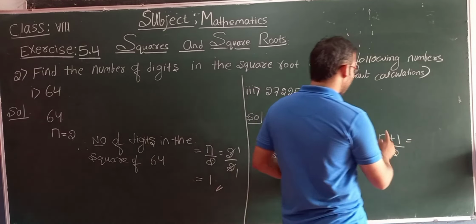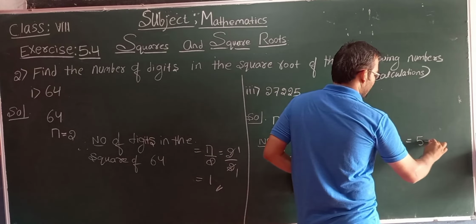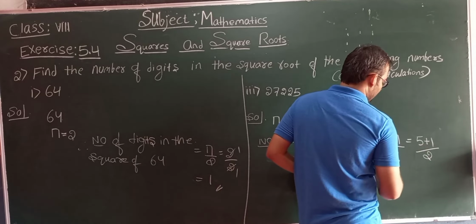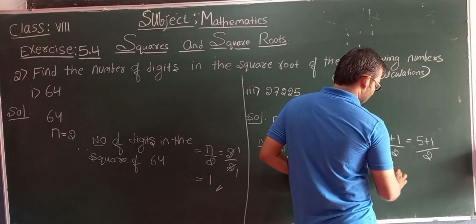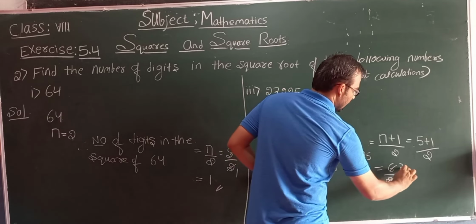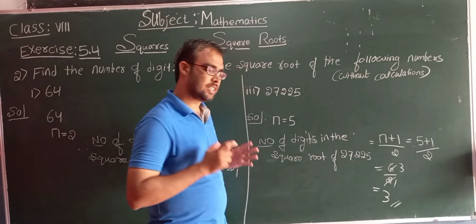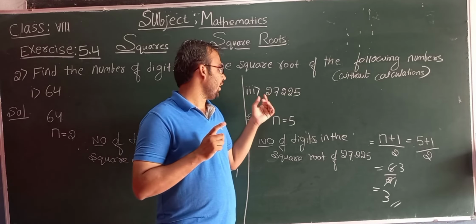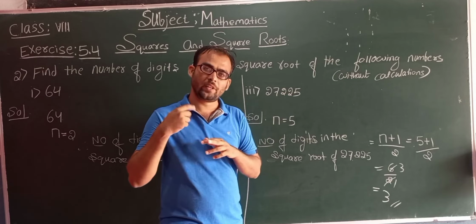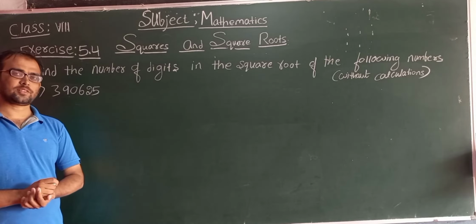So here what is n? n is 5. So 5 plus 1 by 2. That is nothing but 5 plus 1 is 6 by 2, that is 2 3s are 6. So here we have got 3. What does it mean? If we find the square root of this number, then the number of digits in the square root of this number is 3. So now let us solve the fifth one.